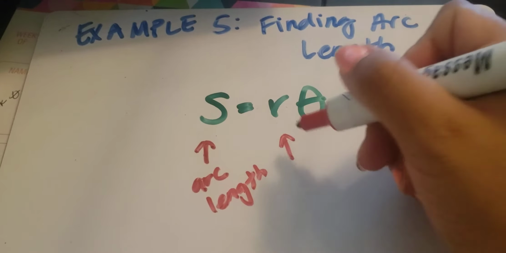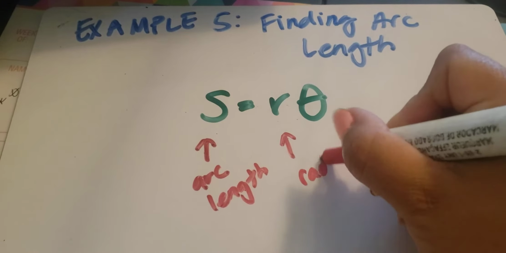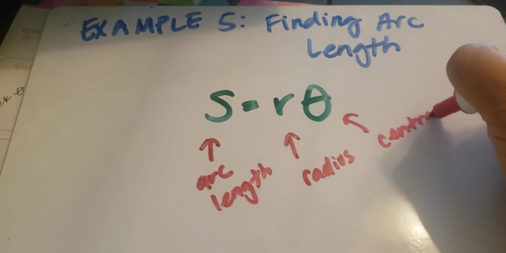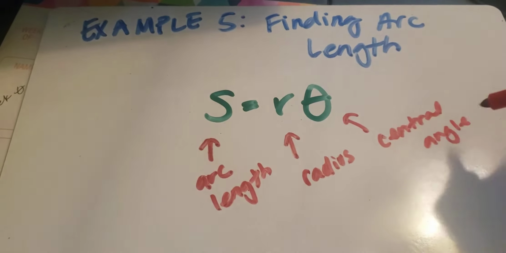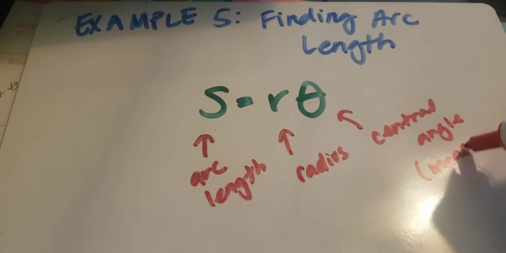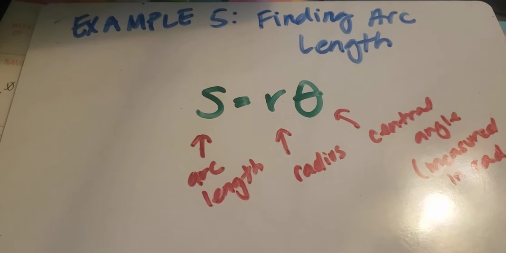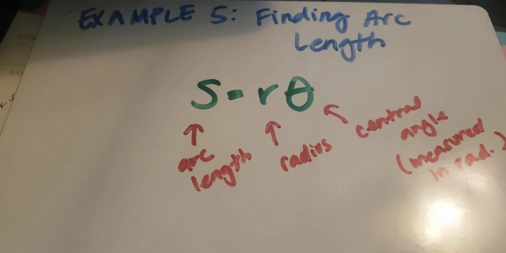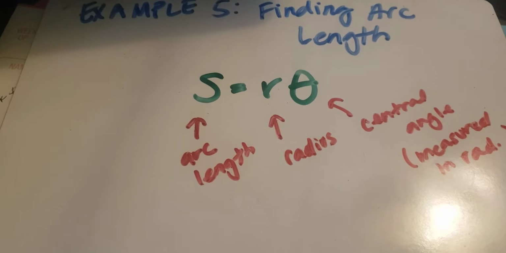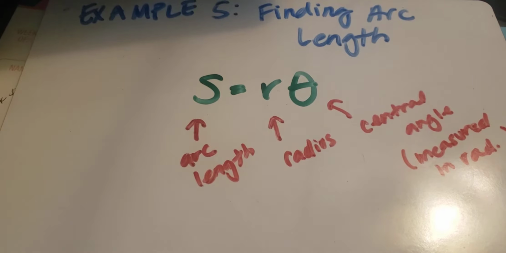R is, of course, your radius, and theta is your central angle. And don't forget, your central angle is measured in radians. You'll see it as rad. So keep this formula in mind because this is the one you're going to be using: S equals R times theta. And so let's move on to our first example.